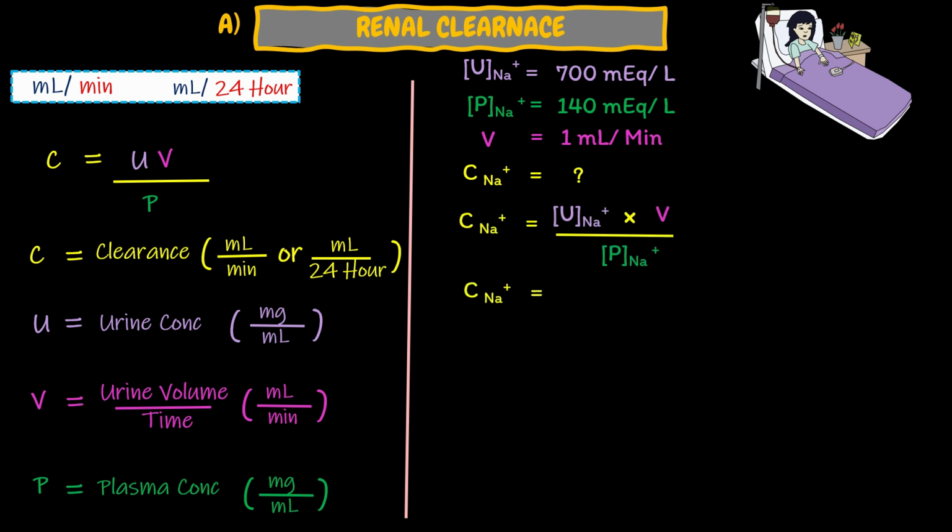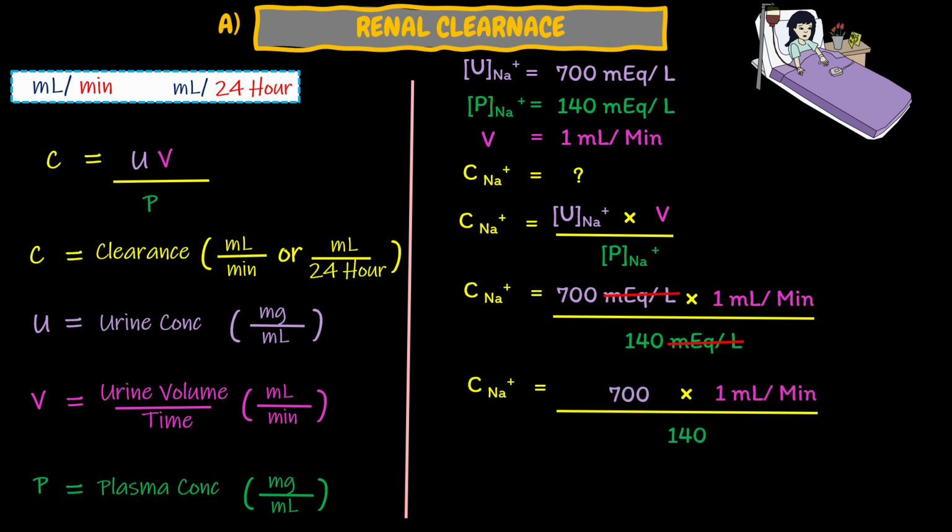As we have already discussed, the equation of clearance. Putting the values in the equation. The urine sodium is 700 milliequivalent per liter. The urine flow rate is 1 milliliter per minute. And plasma sodium is 140 milliequivalent per liter. Now these units are the same, so they cancel each other. In the next step, 140 one's the 140, and 140 five's the 700. In the next step, 5 into 1 is 5. So, the clearance of sodium is 5 milliliter per minute.